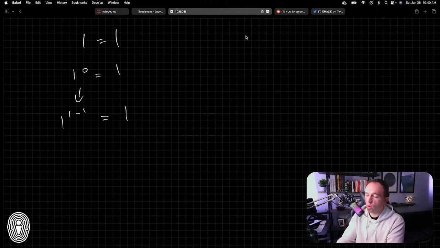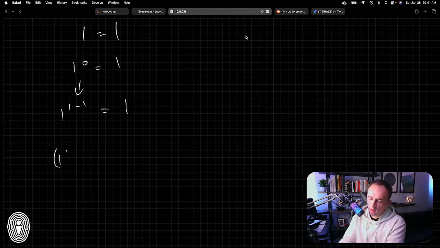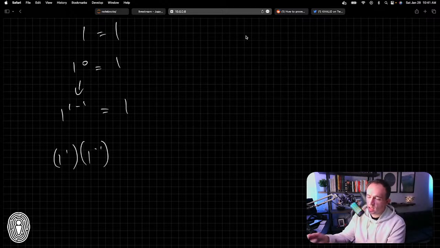So we're not changing anything here. We're just representing the numbers a little bit differently. So 1 minus 1 is the same thing as representing this as 1 to the 1 power times 1 to the negative 1 power. And that's basically coming from the same rules that we learned before. So then we have 1 to the 1 equals negative 1.